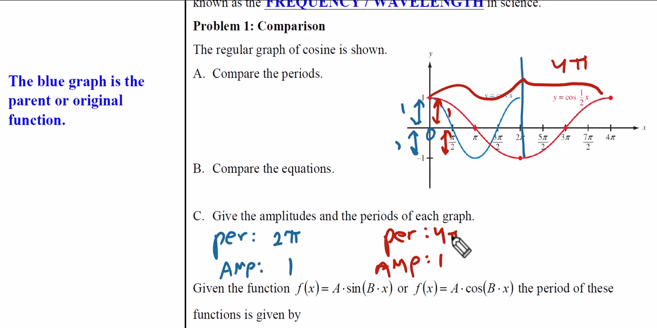The amplitude is affected by that A coefficient that we talked about previously, and that's responsible for the up and down expansion of the graph. What we're proposing here is that the period, the B value, is responsible for the left and right expansion of the graph.